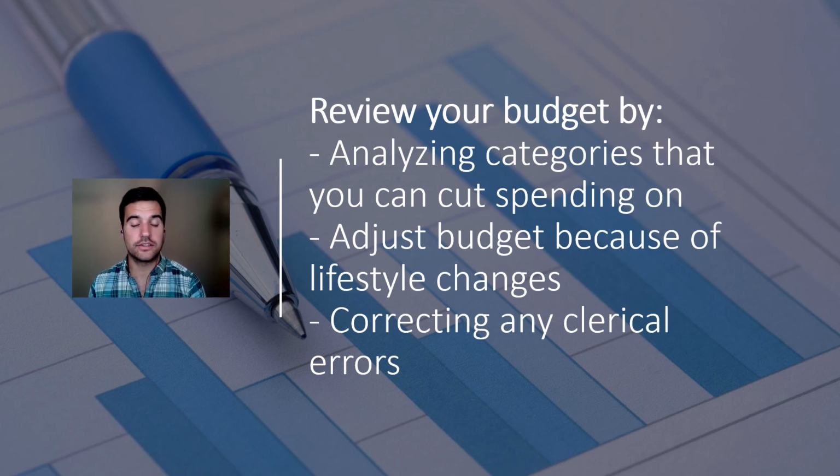You might need to adjust. You might need to review your budget because you need to adjust it because of lifestyle changes. Maybe you made a big move or a big job change. Maybe you have a lot more income now. Maybe you're not making any income. So you need to make sure you're adjusting your budget and looking at it at least once a month, if not once a week, to make any changes that might be needed. And of course, we're humans, so we make mathematical or clerical errors. So make sure we are reviewing for that too.